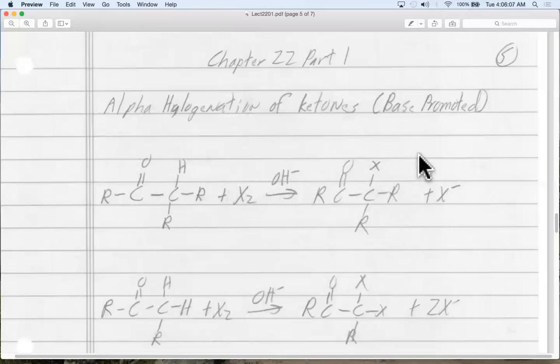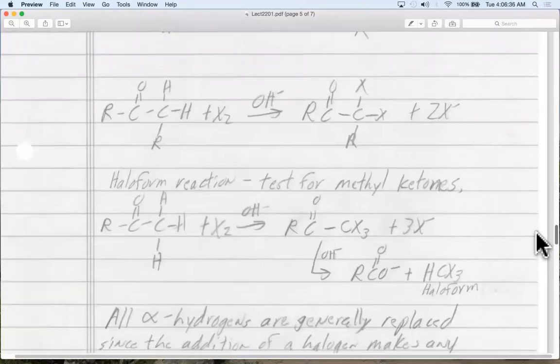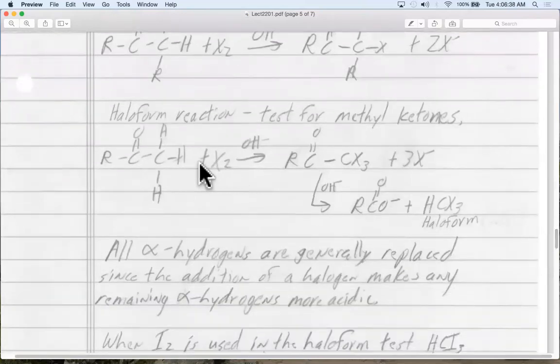So what ends up happening is we get alpha halogenation. If we were to use a compound that had two hydrogens, we would get alpha halogenation twice, as long as we have an excess of the halogen. So basically the same thing occurs twice. If there's three hydrogens on there, though, this reaction is a little bit different. Let me explain what happens when you have three hydrogens on the same carbon.